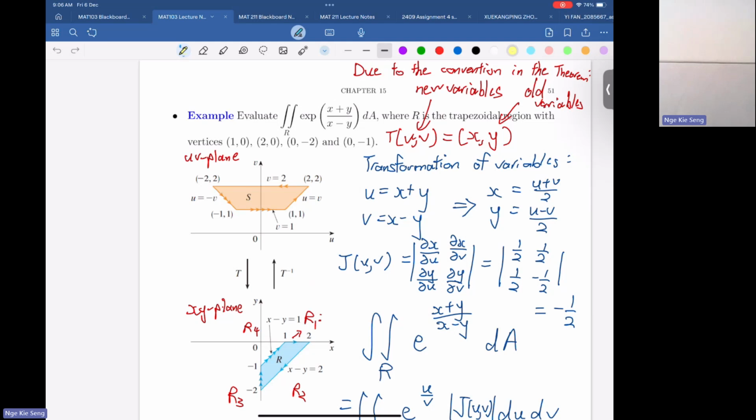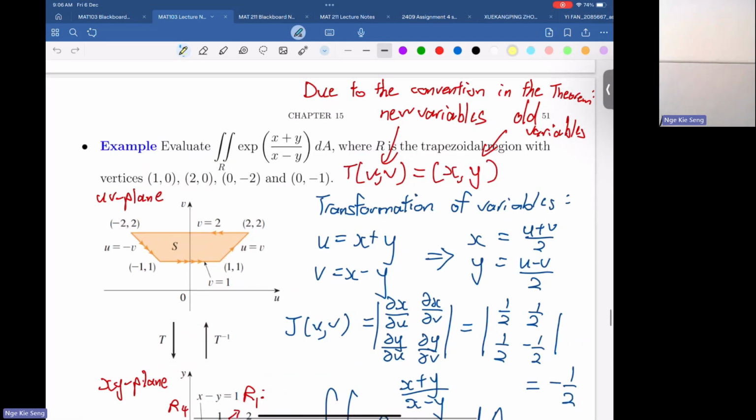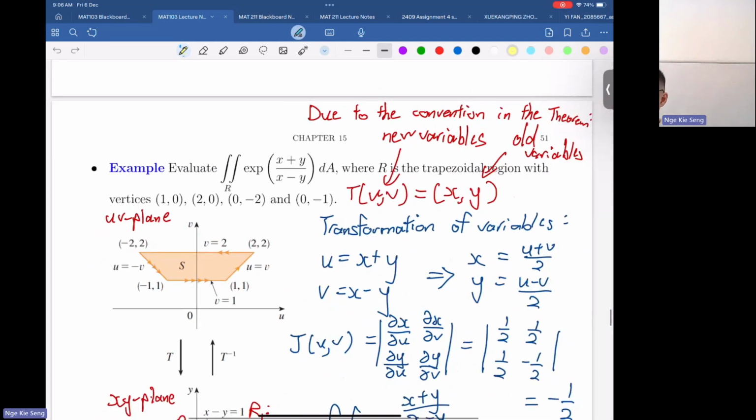So let's quickly discuss it. This is a warm-up for your last part of your multiple integral, where we can do addition of variable to compute your integral. In this case, you are asked to integrate the exponential function with a power (x plus y) over (x minus 1).